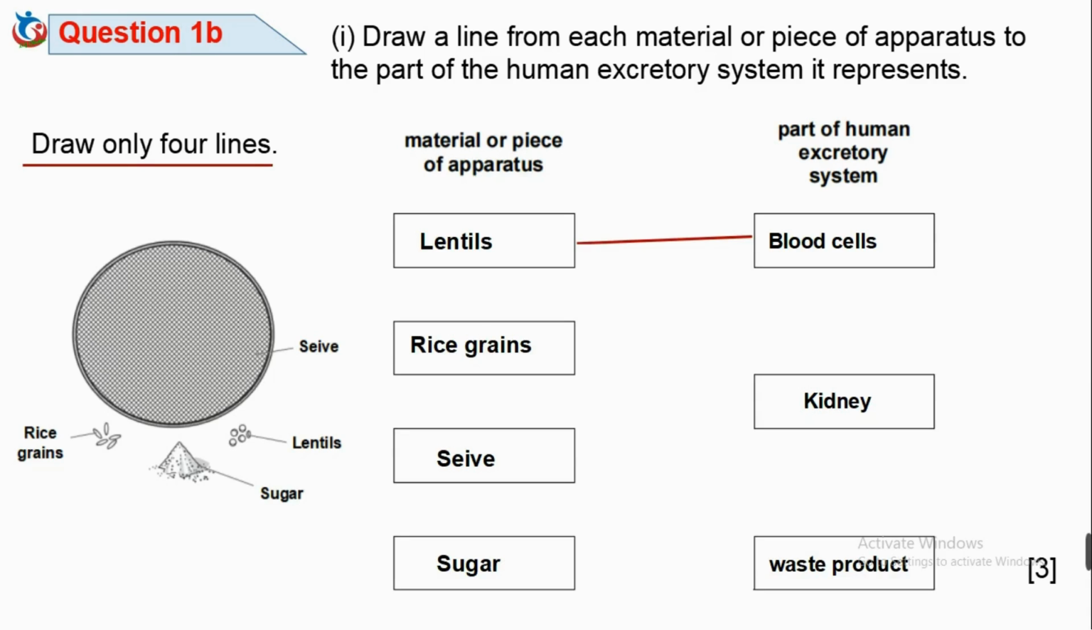Lentils, which are edible legumes, and rice grains will not dissolve, and due to their size will not pass through the sieve. So lentils and rice grains represent the blood cells. The blood enters the kidney, but blood cells don't pass through. The sieve represents the kidneys, which filters the blood. And finally, the sugar representing soluble waste that needs to be excreted.